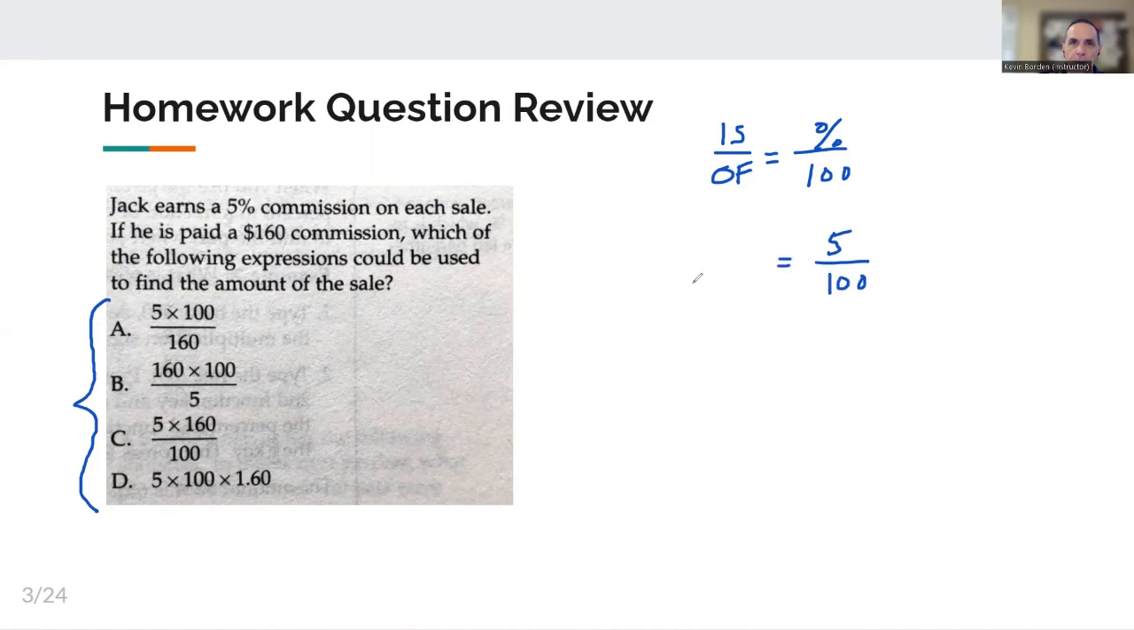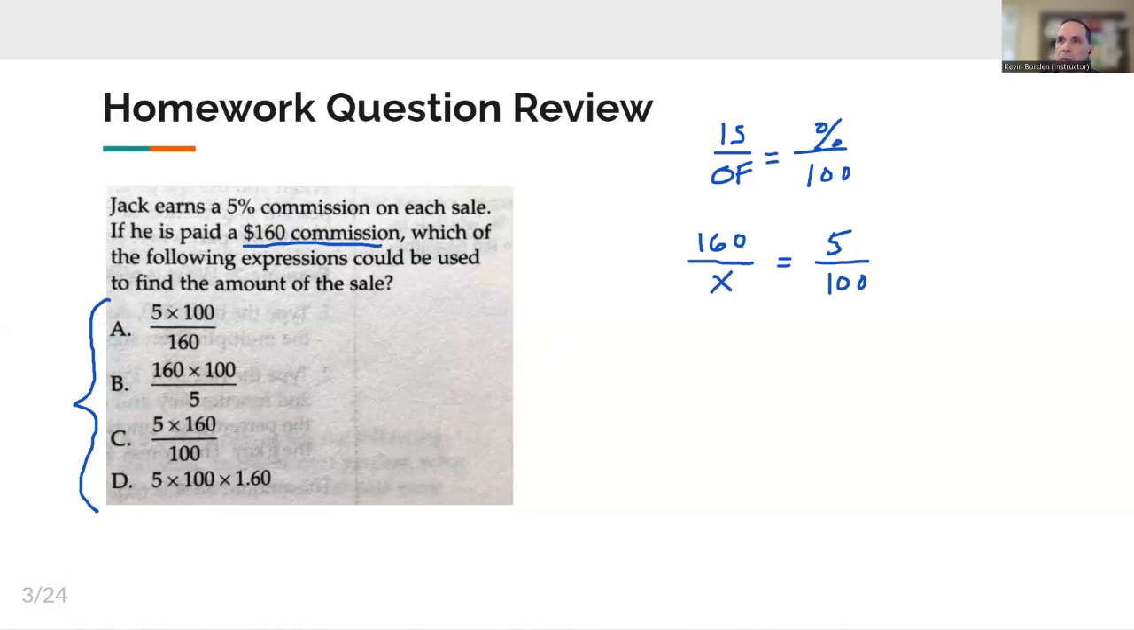So now we're looking for the is or the of. If he is paid a $160 commission, it's important that we understand that commissions are a smaller number than the amount of sales that went into calculating the commission. So the amount of commission is always going to be the is. It's the part, it's not the whole. That leaves us with X down here.